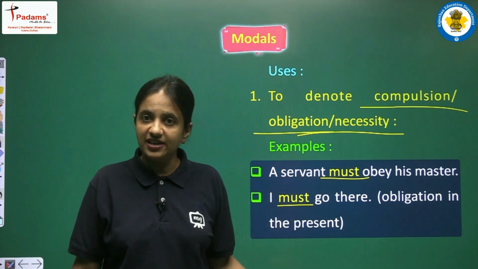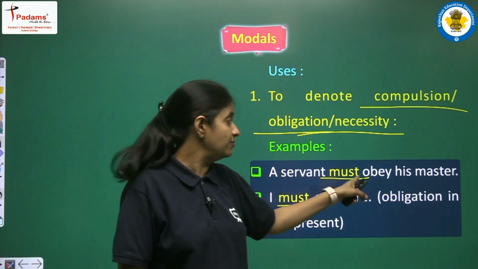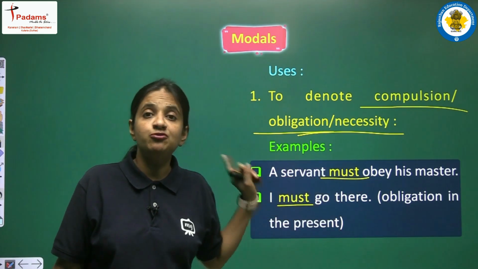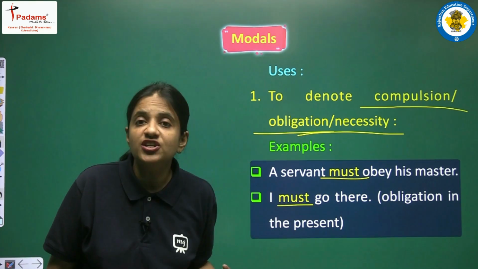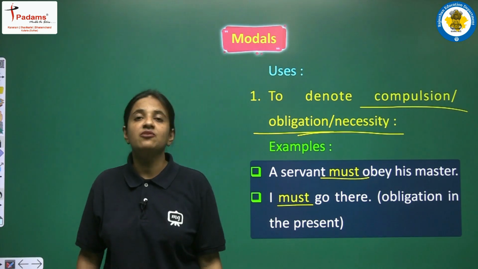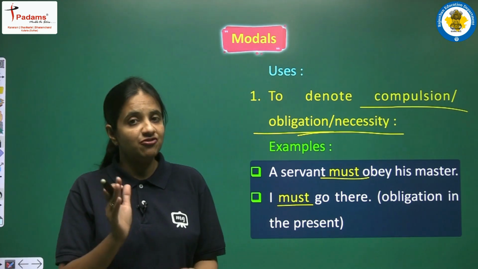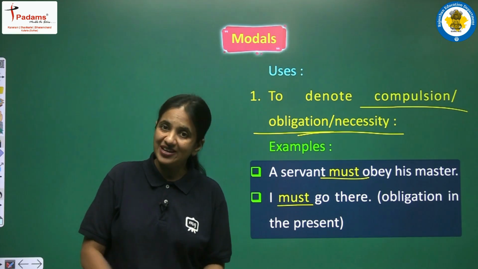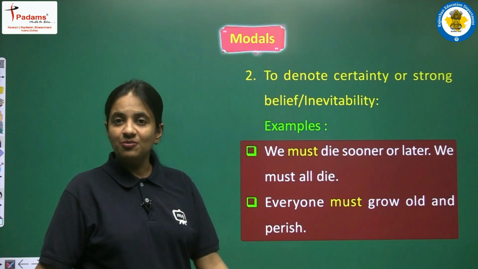I hope this use is clear, and we have discussed the difference between must and should. So yes, we can use should also here, but with the help of should, we are not showing compulsion, but we are just showing the moral duty of a servant. We are just giving advice to a servant. But if we are using must, that means we are showing compulsion. Okay. Next, another use of must we are having here.